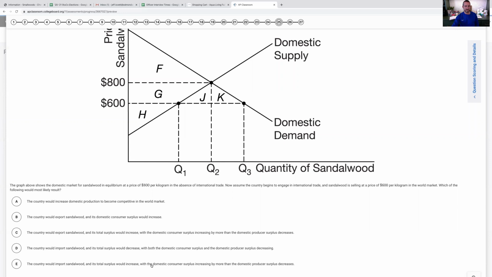And going back to answer choice E, the domestic consumer surplus increases for sure by more than the domestic producer surplus decreases. So basically it's saying that the consumer surplus grows more than the producer surplus shrinks, right? So the net result is an increase in total surplus. So answer choice E. Okay, 26.